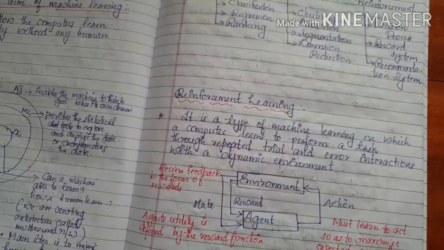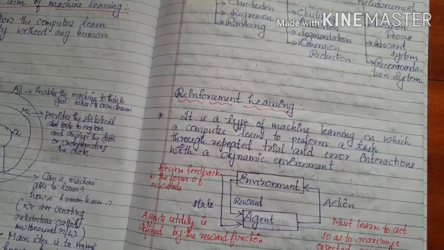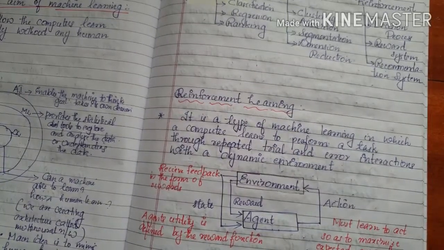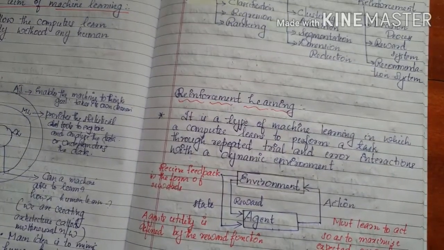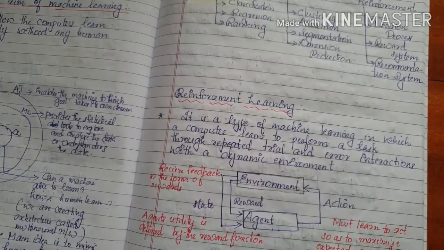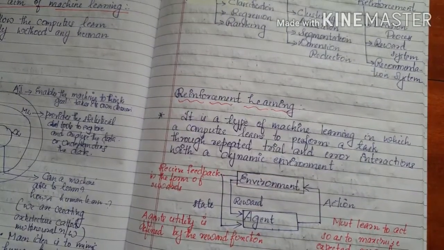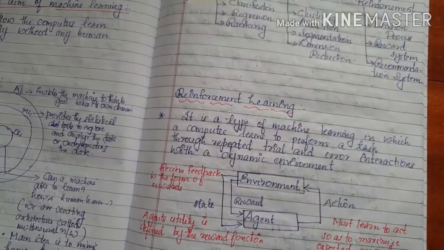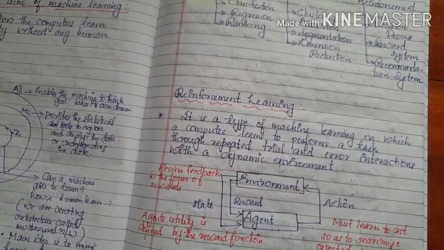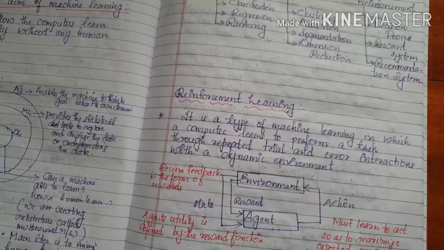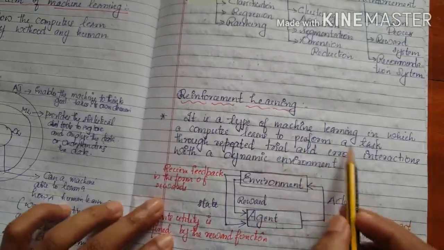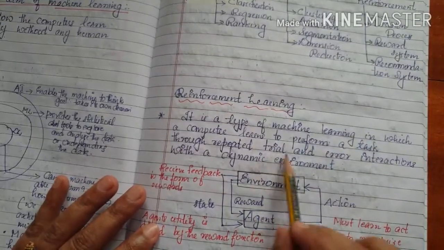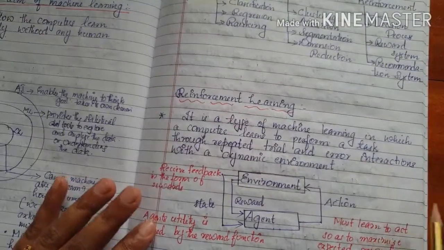In such a situation, I will give him a biscuit. Thus the dog understands that if he is not bringing the ball to me, I will give him a beating, and if he picks up the ball for me, I will give him a biscuit. So through this trial and error method, the dog is trying to learn by itself. It is a type of machine learning in which a computer learns to perform a task through repeated trial and error interaction with a dynamic environment.